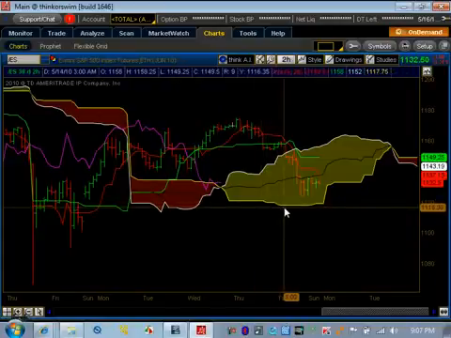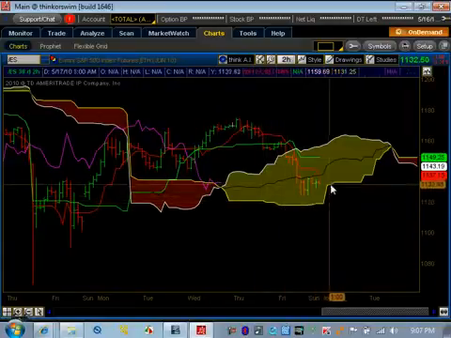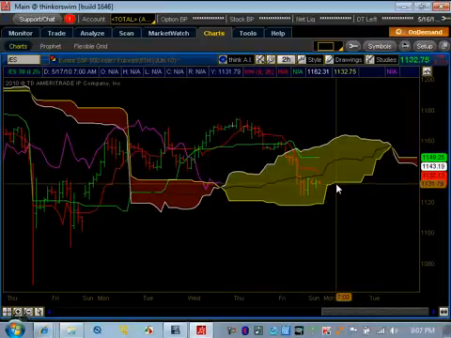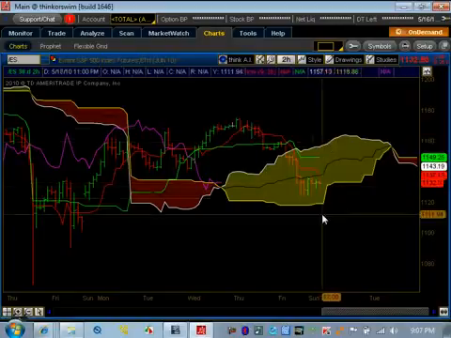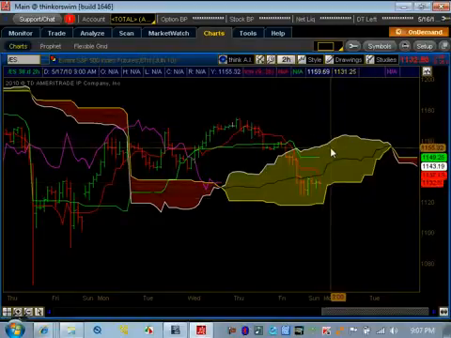And then the Senkou B is here, which is a yellow line that makes up the bottom of this cloud. It basically consists of 52 periods, so price action for 52 periods. Together, as I mentioned, this basically forms the Kumo cloud.